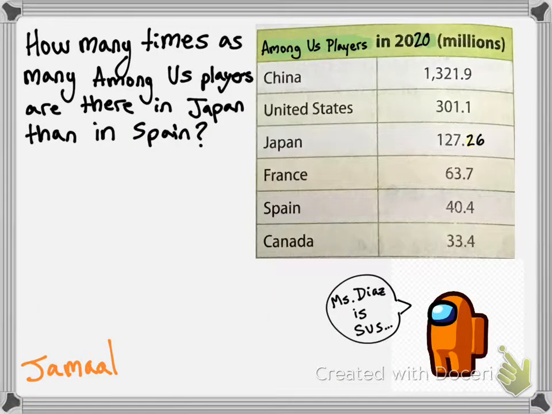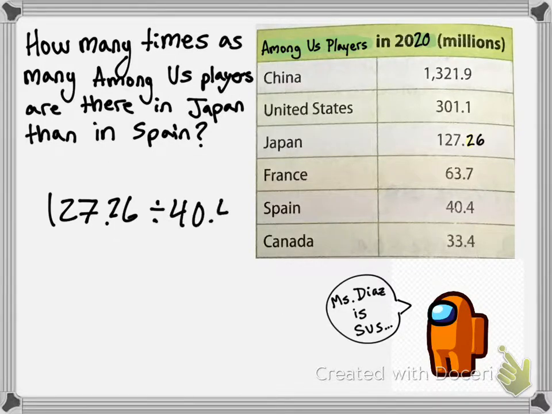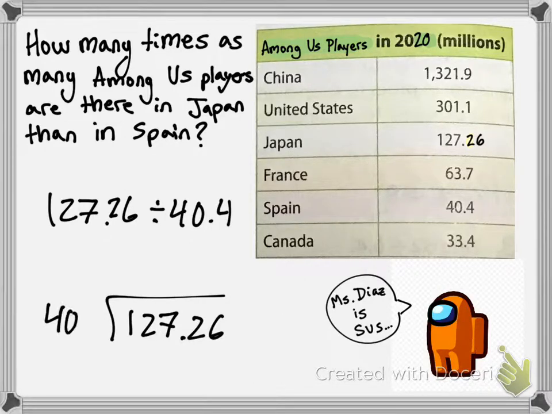So this one. About how many times as many Among Us players are there in Japan than in Spain? I'm going to do this one really fast for us. So what we want to know is we're going to be dividing Japan by Spain. So we've got 127 and 26 hundredths, divided by 40 and 4 tenths. On your fingers, how many times am I going to move my decimal on the outside? Just one. So I move it just one.